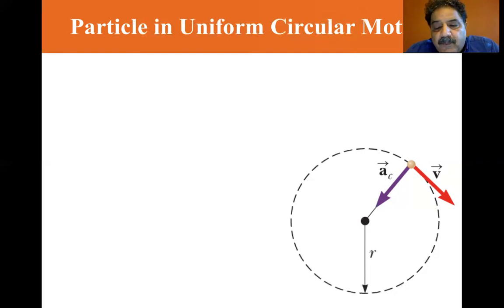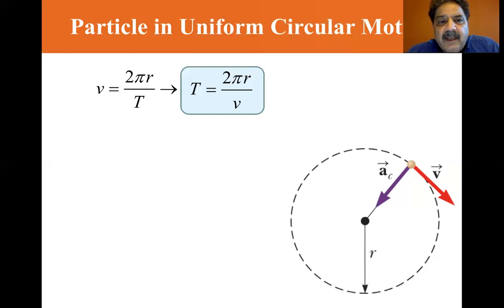So because the speed equals the circumference of the circular path divided by the period, v, the velocity, equals 2 pi r over T. That's the distance traveled over the time it took to travel. If we swap the period and the velocity, we get the period T equals 2 pi r over v. The period is the circumference divided by the magnitude of the velocity.